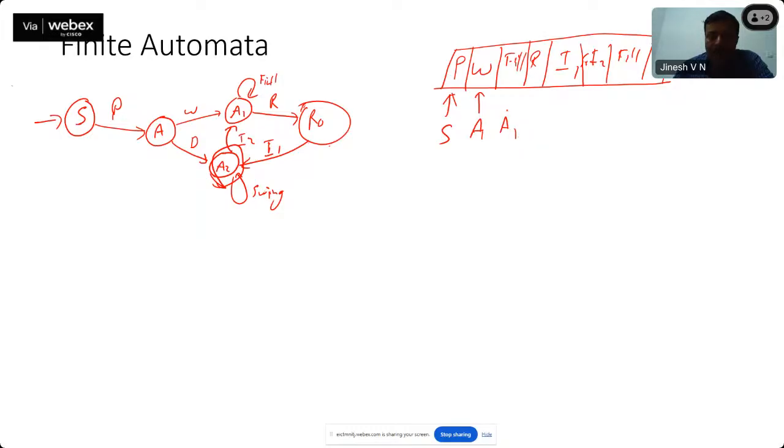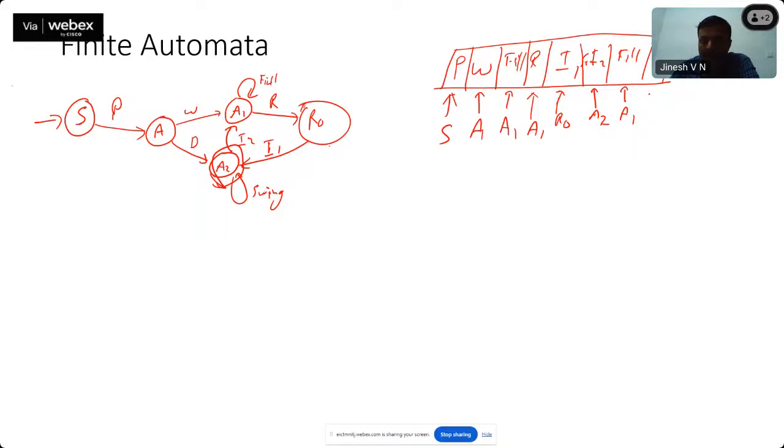On A, you are reading fill. Okay, fill water. Then your state will be A1 itself. Means you keep on filling the water, but you will not change the mode. Then in that, if you are reading R, what will happen? Your mode will change to R0. In R0, I1 means your state will change to A2. Okay. Then in A2 you are reading I2, so your state will become A1.